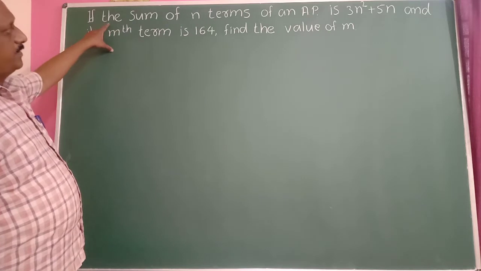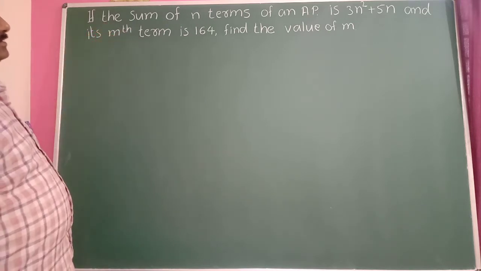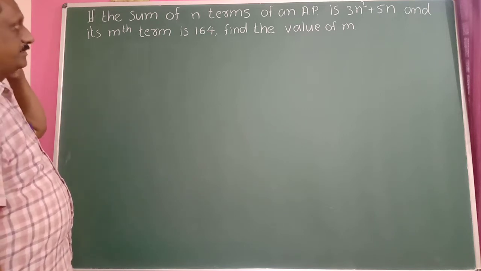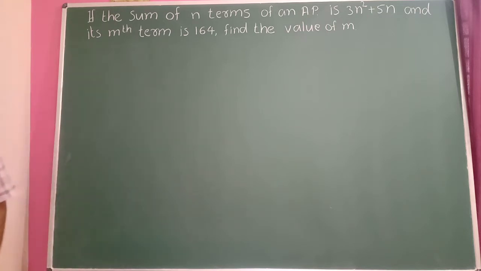So, if the sum of n terms of an AP is 3n square plus 5n and its nth term is 164, find the value of n.